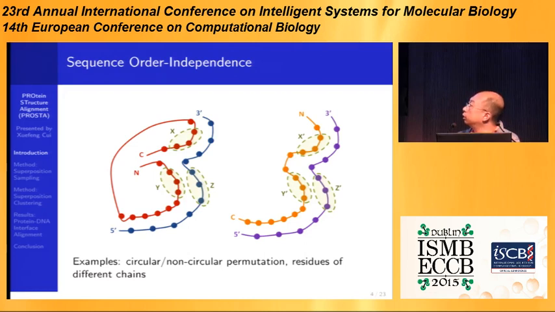And moreover, it's not clear to us how to define the sequence order if we are dealing with residues from different chains. Because, for example, for the DNA structure, they always have 2 strands. It's not clear how to define which strand should be in front of the other one.